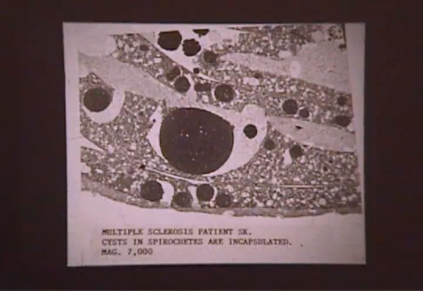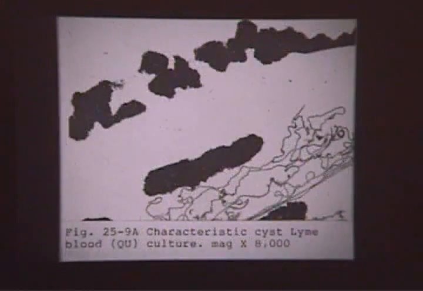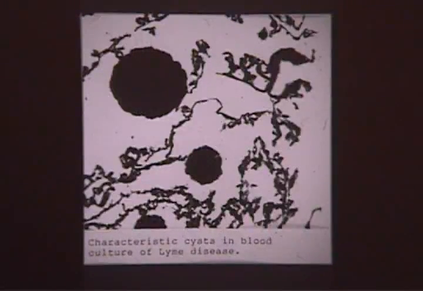Well, this is plain old Lyme disease. And in Lyme, there are 2 kinds of cysts. This is one of them, these rectangular things. And they're attached to the spirochetes with fibrii, thin little filaments. This is the other cyst of Lyme disease. This doesn't in any way resemble the cyst of MS, does it?